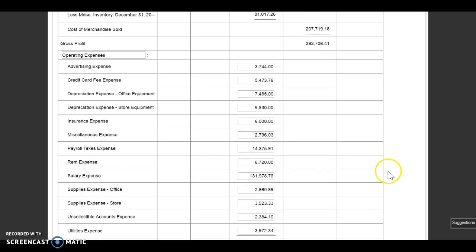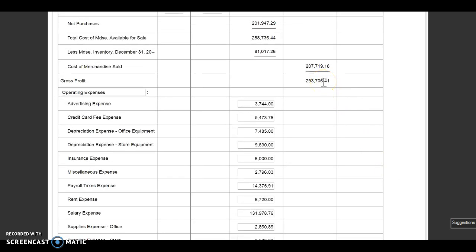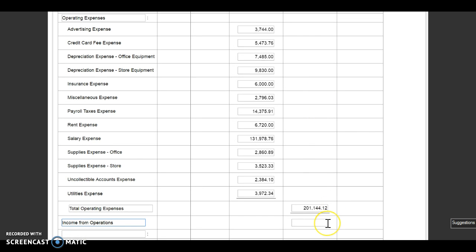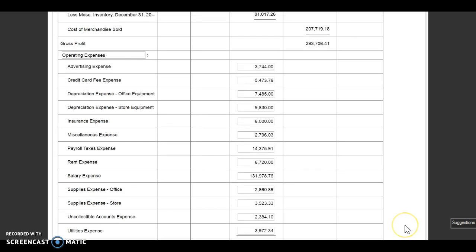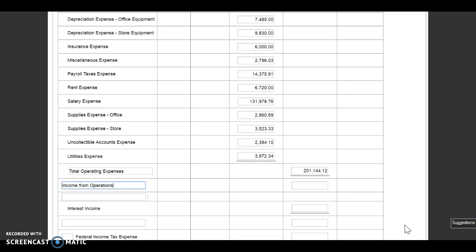So for our income from operations, we're going to take our gross profit from up here, and we're going to subtract from it our total operating expenses. Our income from operations should be $92,562.29.